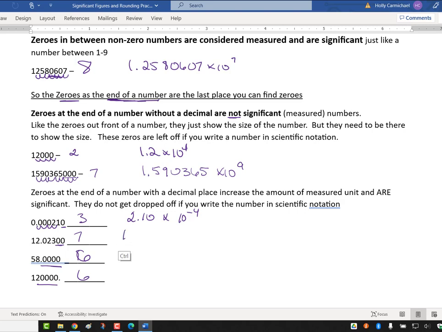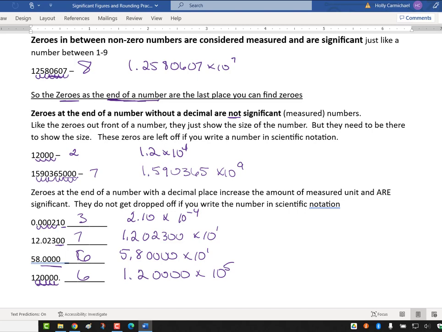Same thing for this. This would end up being 1.202300 times 10 to the 1. Kind of a waste of time to put that one in scientific notation, but same thing with this. This would be 5.81234 times 10 to the 1. And this last one, 1, 2, 3, 4, 5, 1.20000 times 10 to the 5th.